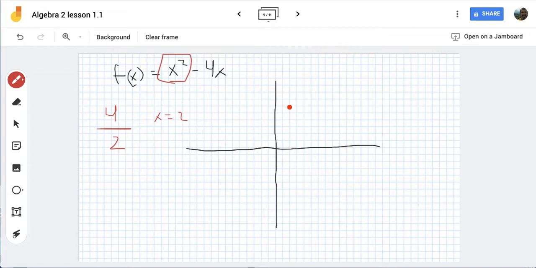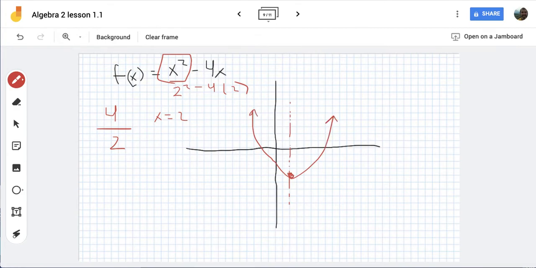Now, where along this axis of symmetry is it? You can plug in a 2. 2 squared minus 4 times 2 is 4 minus 8. 4 minus 8 is -4, so what happens at -4? 1, 2, 3, 4. And the graph's going to come down, probably steeper than this, and go up.